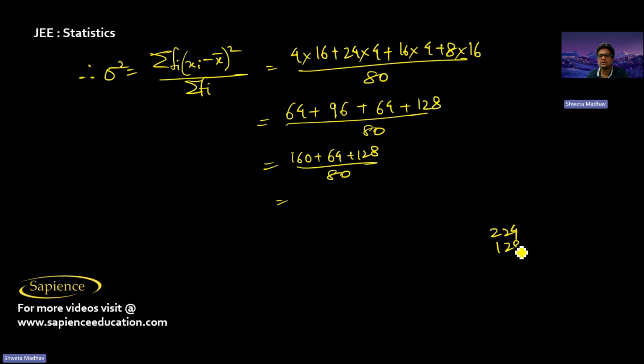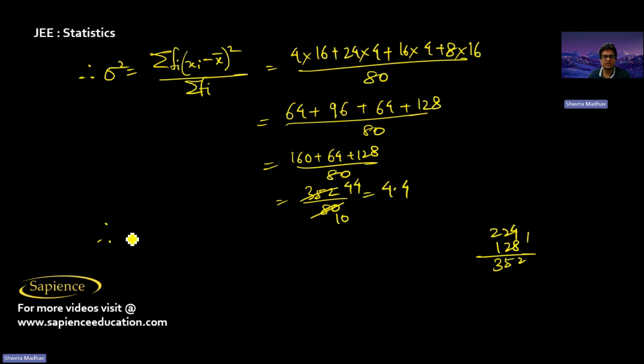24 plus 128, 8 plus 4 is 12, plus 2 is 4, 4 plus 1 is 5, plus 3, so 352 by 80. So this will be 8 times 80, 4 8 is 32, 4 8 is 32, and 4 8 is 32, so that is 4.4.